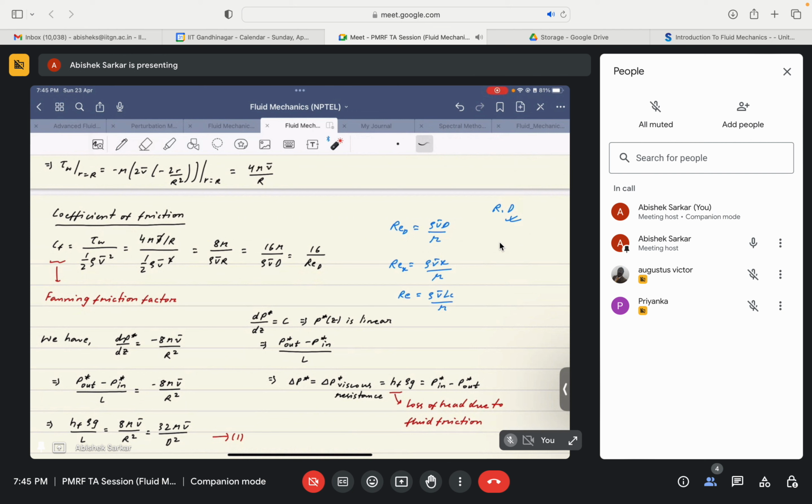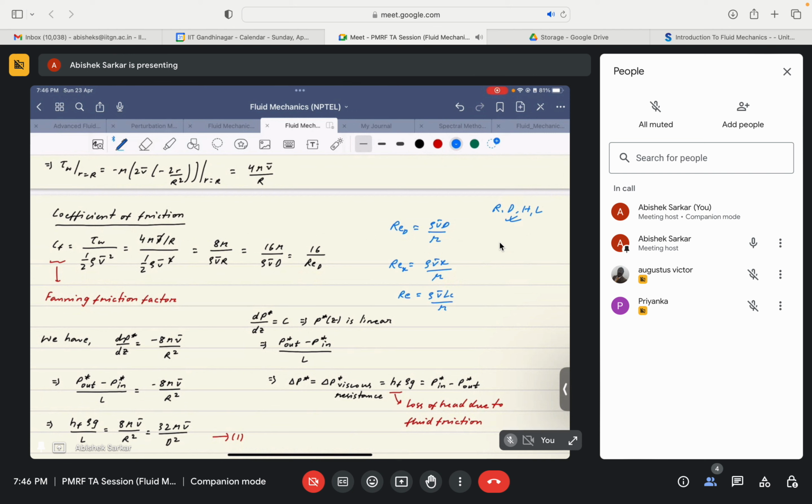For flow over a flat plate, the velocity profile changes at every x location, so the characteristic length would be the x coordinate itself. That's why we define the Reynolds number as rho V x by mu. Again, for flow between two parallel plates, the characteristic length scale would be the height between the two plates. Yes, absolutely correct. So if we represent it by h, then h or L would be the characteristic length scale.